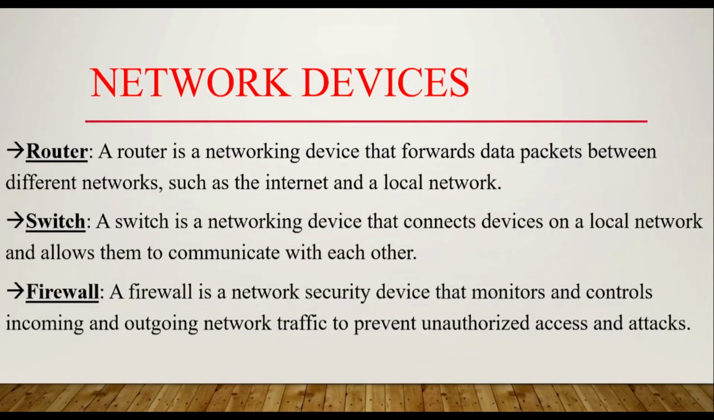So first we will talk about the router. What is a router? A router is a networking device that forwards data packets between different networks, such as the internet and a local network. A switch is a networking device that connects devices on a local network and allows them to communicate with each other. Third one is the firewall. A firewall is a network security device that monitors and controls incoming and outgoing network traffic to prevent unauthorized access and attacks. The firewall is an important concept in network security.